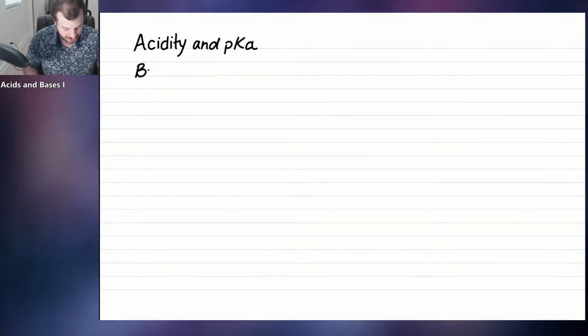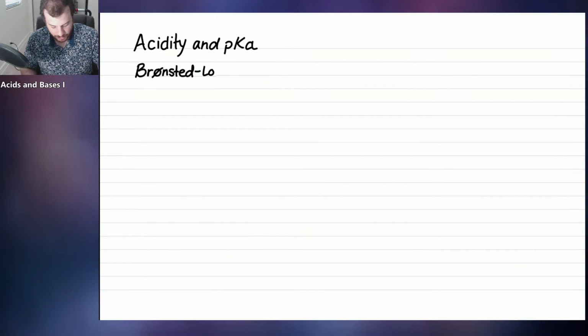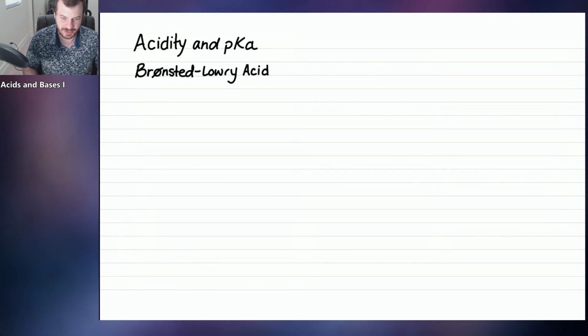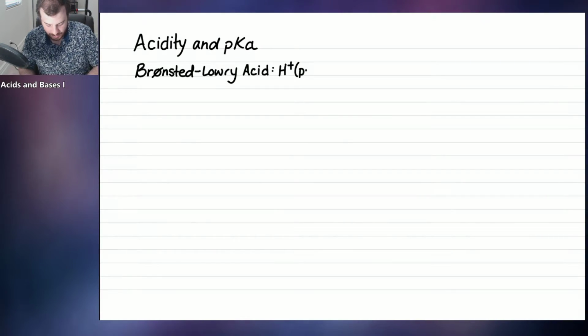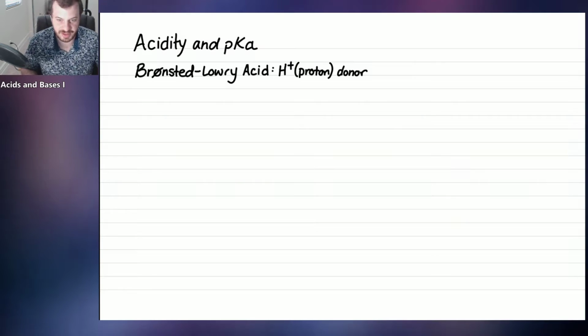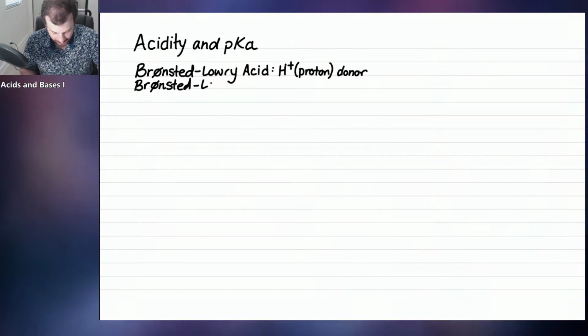All right, so let's start by defining a couple terms, and the first term I want to define is the Bronsted, with that little O with the line through it, Lowry acid. The Bronsted-Lowry acid is simply a H+, which is a proton, donor. So according to this definition, an acid is something that donates a proton. And then, probably remember, there is the Bronsted-Lowry base. The Bronsted-Lowry base accepts a proton.